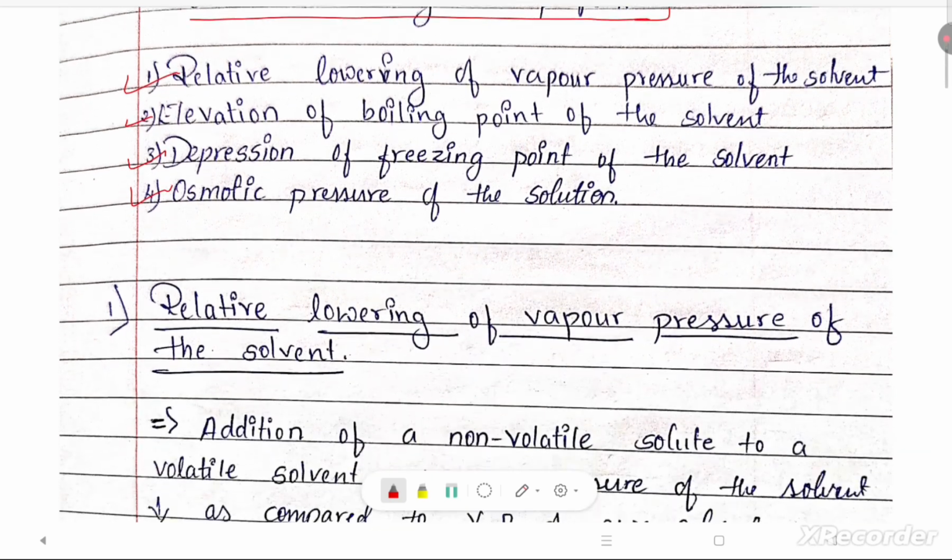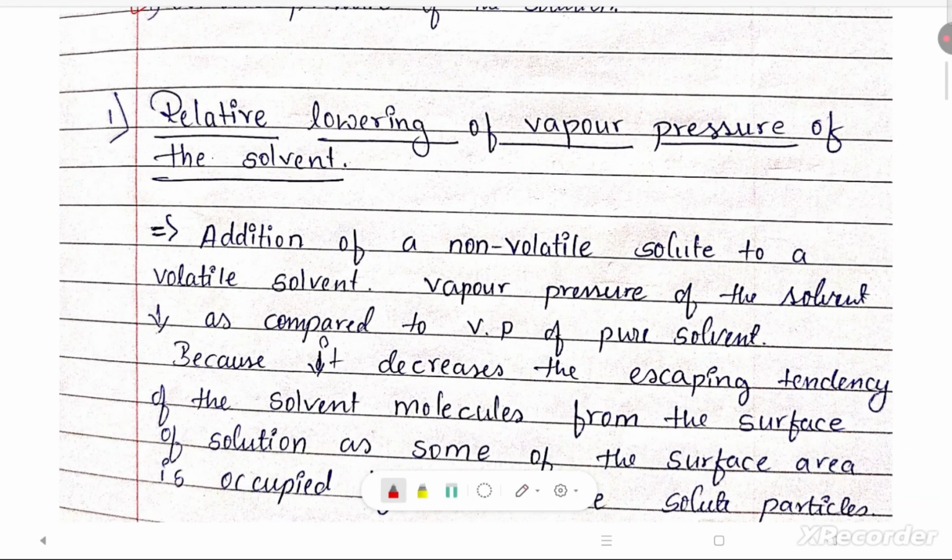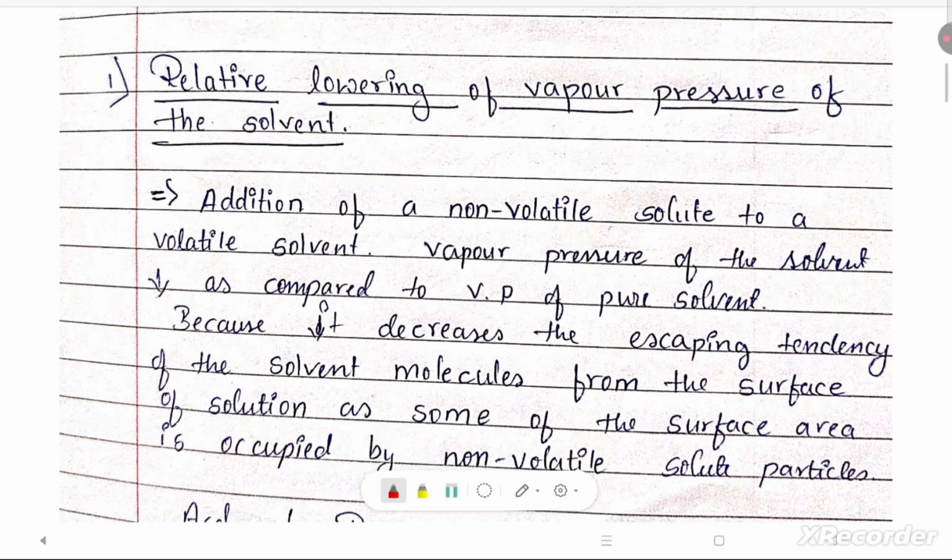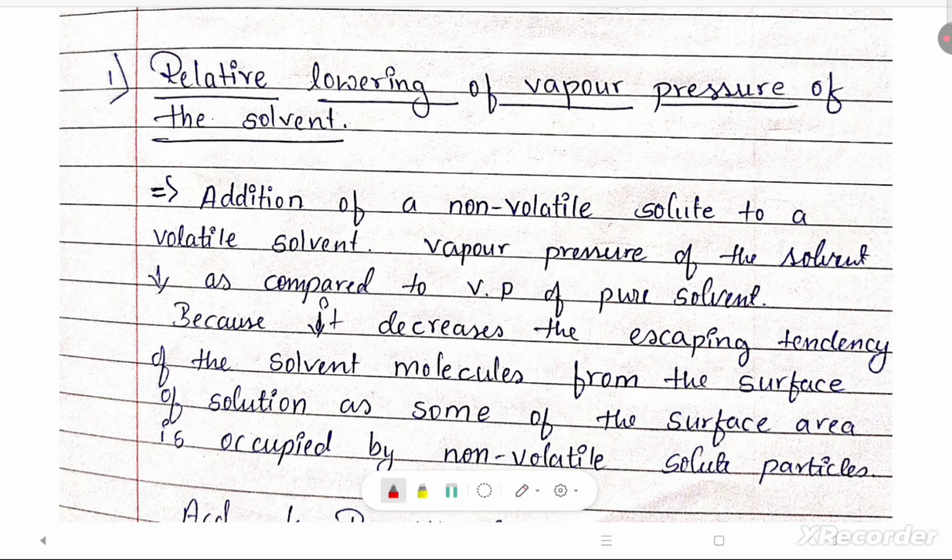So the first colligative property is relative lowering of vapor pressure of the solvent. Here you have to remember this first point. So what are they telling? Addition of non-volatile solute to the volatile solvent, the vapor pressure of the solvent decreases as compared to the vapor pressure of the pure solvent.